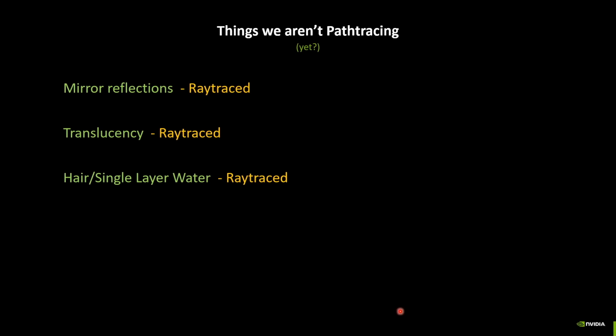Hair and single layer water, they're still being ray traced. We don't lose compatibility with anything. I'll point that out. It's kind of an important detail. So things can be rasterized or ray traced, and they'll still show up. It's just that we're not yet path tracing them.